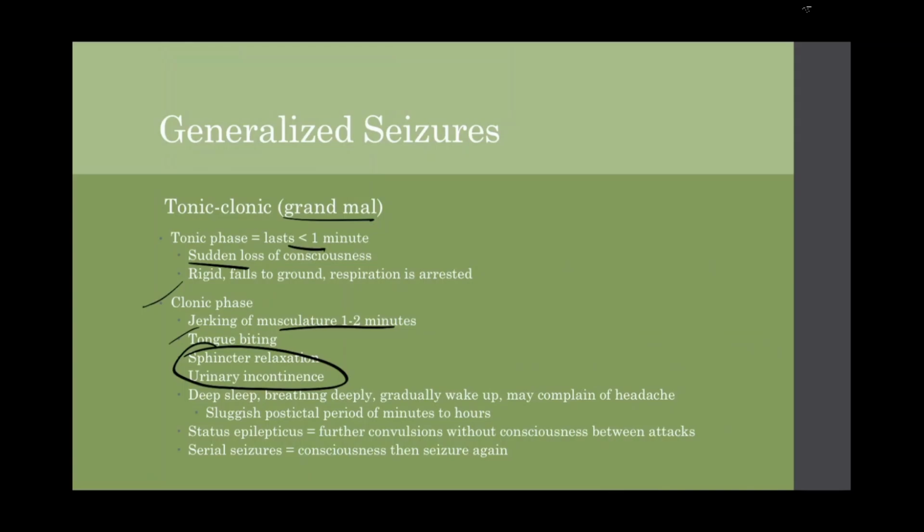They may go into a deep sleep, breathing deeply, and wake up and complain of a headache. That post-ictal period for this one could last minutes to hours after a grand mal seizure. Status epilepticus is repeated convulsions without consciousness between attacks. So they will have a seizure, but they don't regain consciousness, and then they have another seizure. Serial seizures are consciousness, then seizure again. So they have a seizure, they wake up, they're okay, a little bit confused, but then they have another seizure.